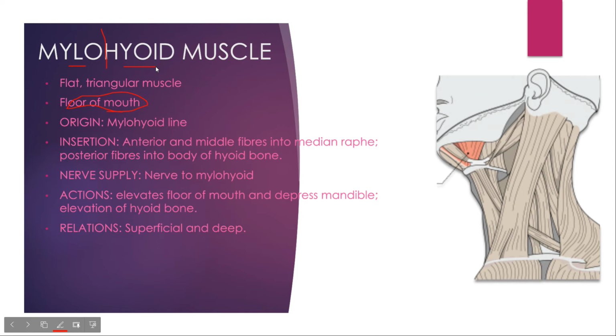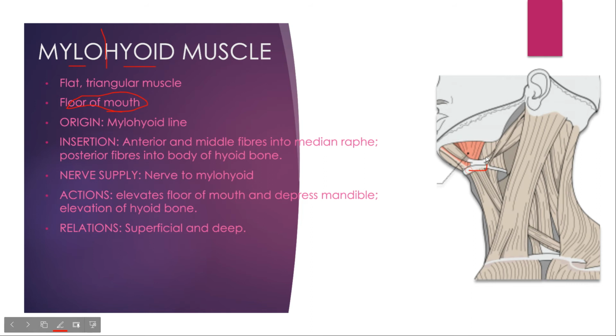The posterior fibers are inserted into the body of the hyoid bone, while the anterior and middle fibers insert into the median raphe between the mandible and hyoid bone. The nerve which supplies the mylohyoid is the nerve to mylohyoid. It acts to elevate the floor of the mouth and helps in depression of the mandible and elevation of the hyoid bone. So these are the significance of mylohyoid.